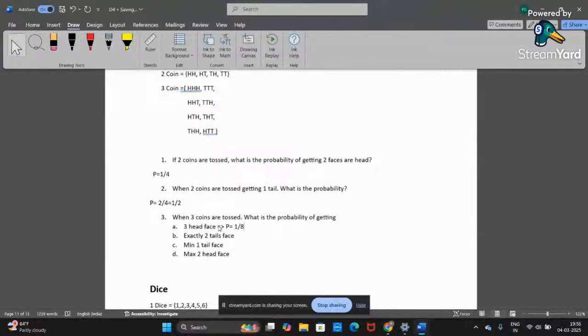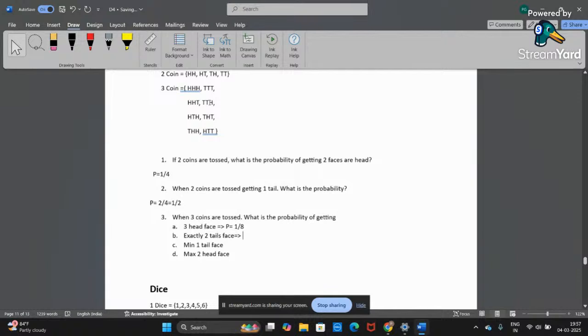Right, this is your answer. Exactly 2 tails face. Here it is 3, you should not take. Here there is no tail, you should not take. Here only one tail is there, you should leave it.